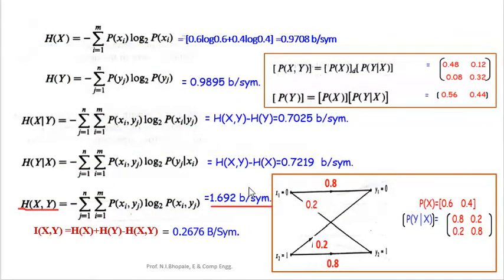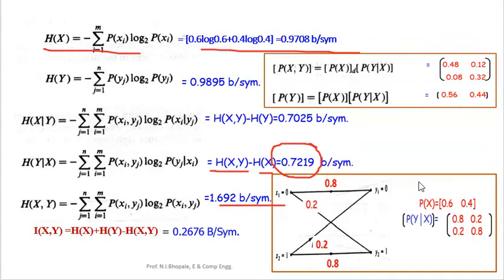By knowing this H(x,y) value, put the same value over here. H(y) is already calculated, that is 0.9895. So 1.692 minus 0.9895 gives the value 0.7025 bits per symbol. The same thing is applied for the H of y given x. For this one, H(x,y), which we already calculated here, minus H(x), which was calculated in the earlier stage, we get approximately 0.72 bits per symbol.